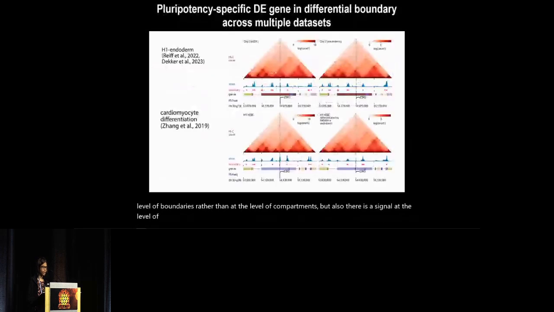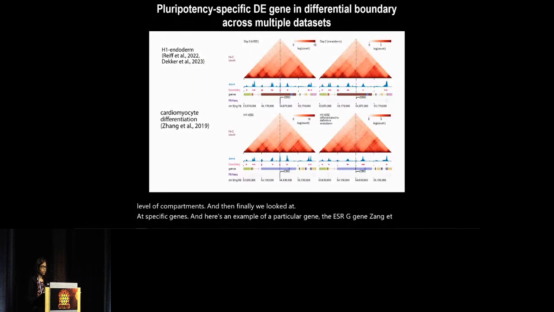And then finally, we looked at specific genes, and here's an example of a particular gene, the ESRG gene, that Zhang et al., who originally generated the cardiomyocyte data set, found to be associated with special types of retrotransposon elements. And this gene is highly expressed in the ES state and not expressed anywhere else. And we can see that it is associated with a differential boundary. And we found this in another data set where it was not previously found. So it was recapitulated, where in both of them there was a TAD boundary present.